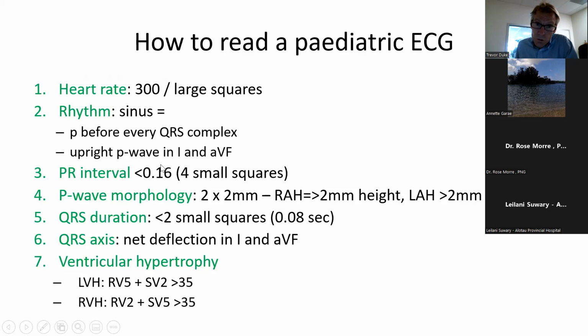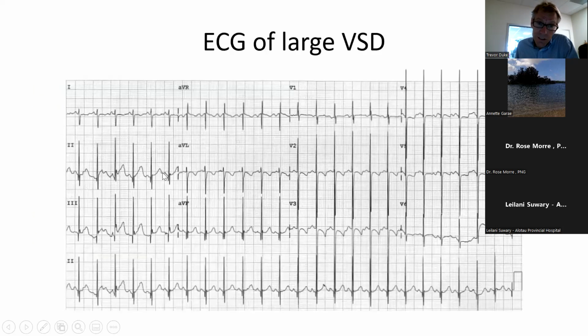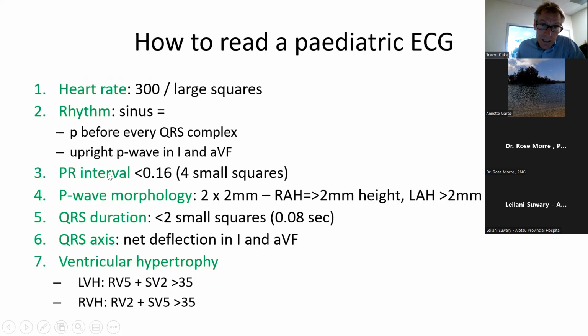The PR interval should be less than 4 small squares, so less than 0.16 seconds in a child. It's a bit age dependent, but if you count the number of small squares, 1, 2, 3, almost 4, but there's about 3 small squares. So it's somewhere between 0.12 and 0.16 seconds. So the PR interval in this case is normal.